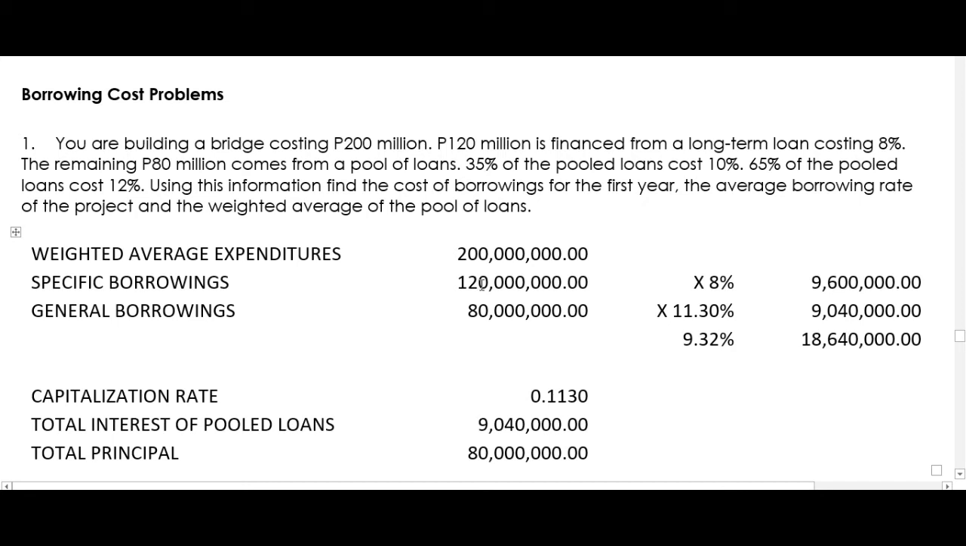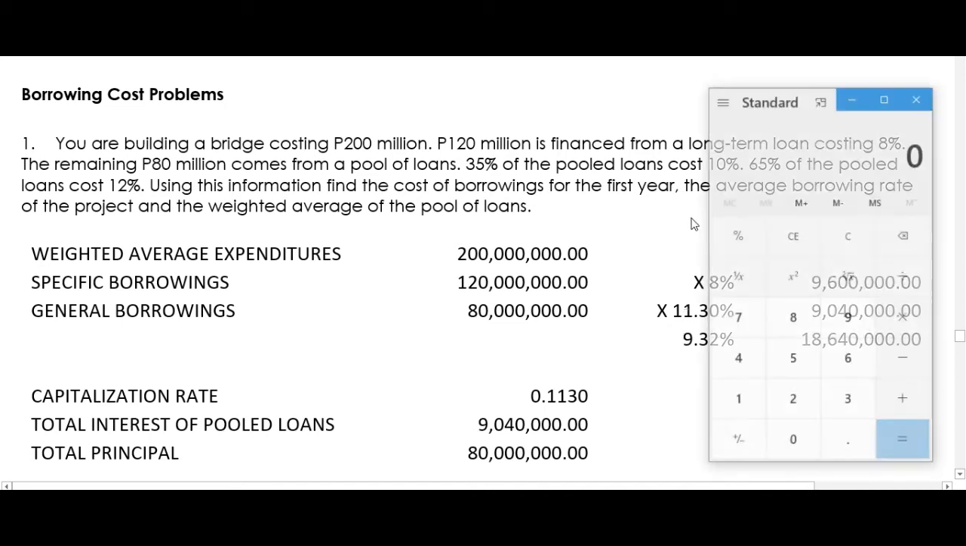Yung specific borrowing, ang gagawin mo lang doon is you're going to get 8%. Tapos yun na mismo yung ating borrowing cost na attributable doon sa specific borrowing. Kasi wala namang binigay na interest or investment income doon sa unused portion. Yung general borrowings naman natin, na 80 million, i-multiply natin siya doon sa 11.3%. Ang tanong, saan mo nakuha yung 11.3%? So, we'll bring out our calculator.